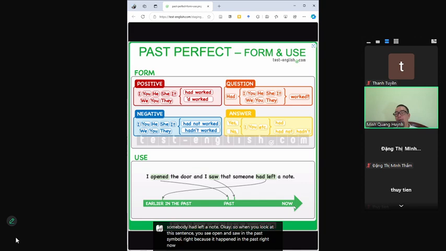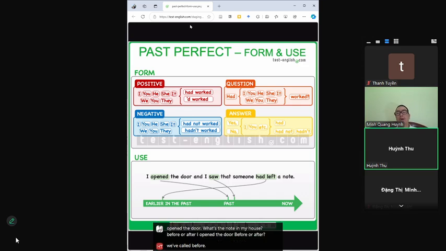Now is now, and we talk about yesterday. Yesterday when I went home, I opened the door, right? And I saw that someone had left a note. So, was the note in my house before or after I opened the door? Before or after? Before, right?